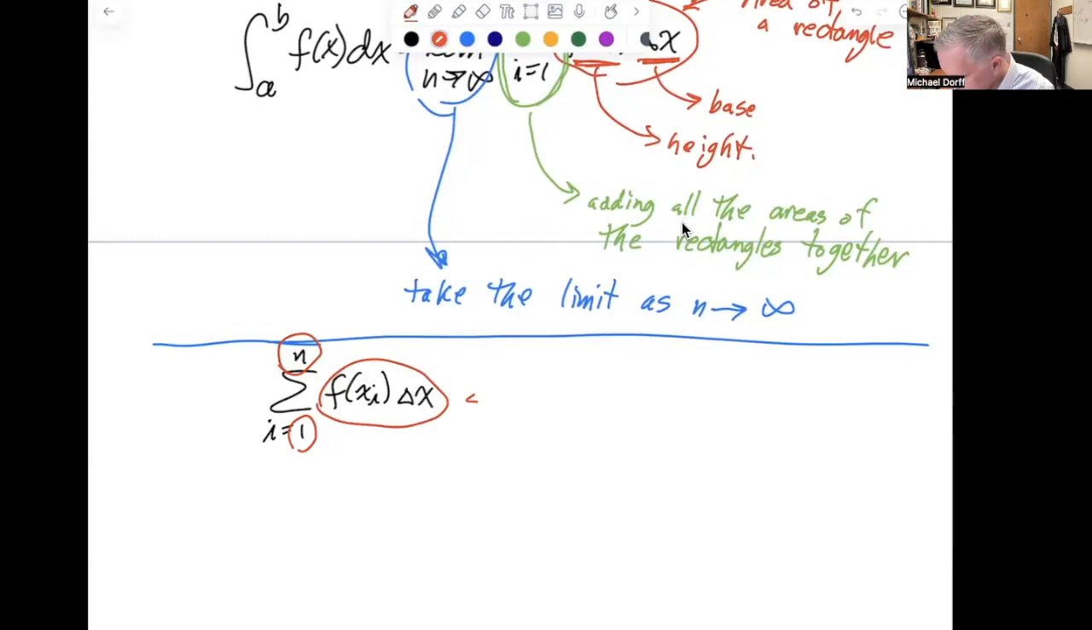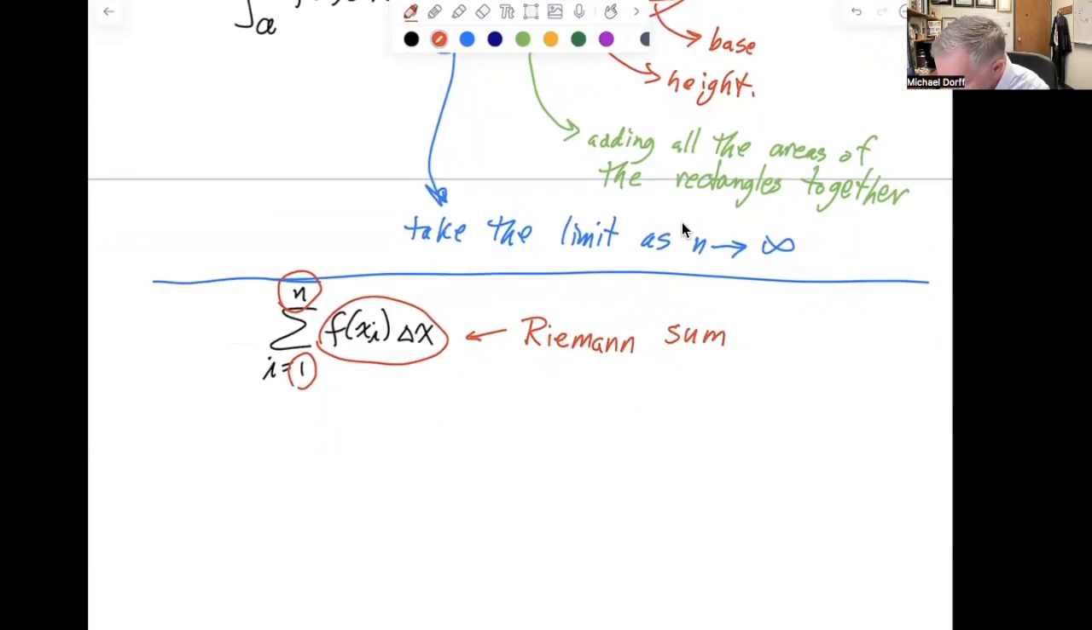This expression is called the Riemann sum, in honor of a German mathematician named Riemann.